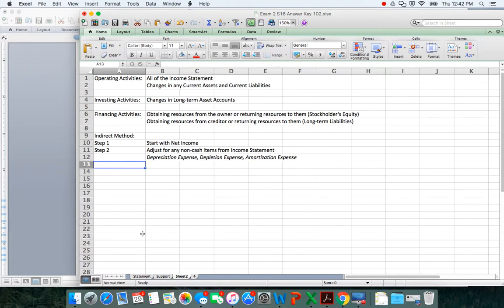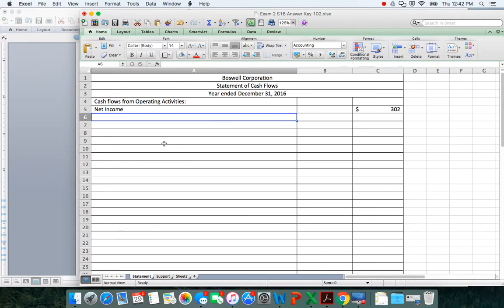Depreciation expense, depletion expense, amortization expense, those are all examples of non-cash income statement items. Over here in my statement, the line that I use is just standard language. It says adjustments to reconcile net income to net cash provided by operating activities. It's just telling the reader that we're about to make some adjustments to that net income number. So as we saw, Step 2 was, the first thing we wanted to adjust for were those non-cash income statement items, specifically depreciation expense.